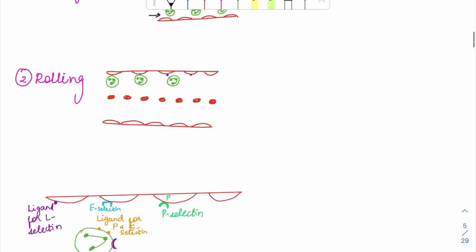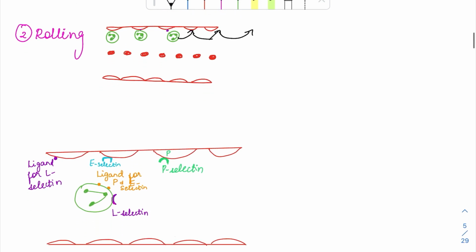Then the next step will be the WBCs which had come near to the endothelium are now starting to roll over the endothelium. So they'll have an attachment with the endothelium, and this attachment is not going to be so strong. So immediately with the moving blood, it will be dislodged, and then it will move again. So again it will go and attach to the endothelium, and again it will get dislodged. So this kind of attachment and detachment is going to cause the rolling of the WBC on the endothelium. So this rolling is going to be mediated by certain selectins.